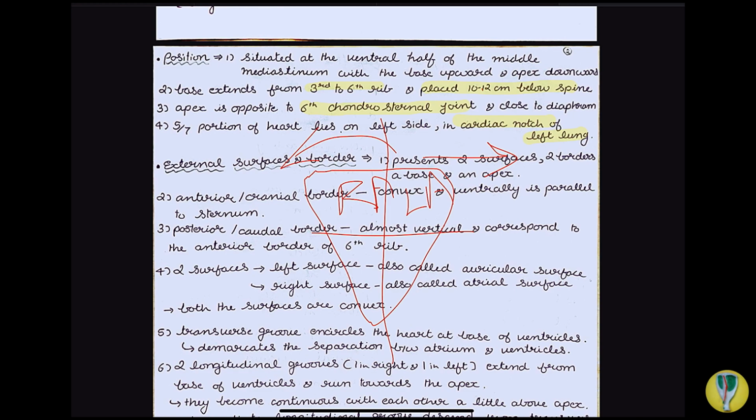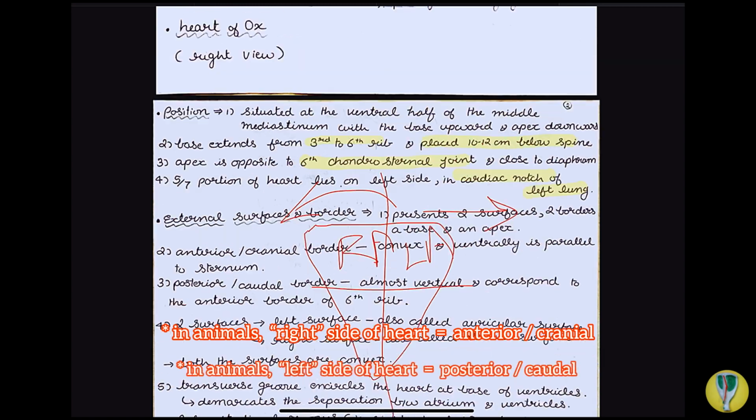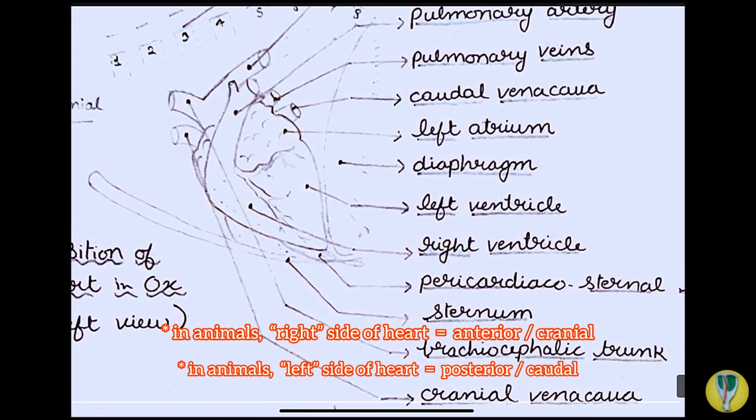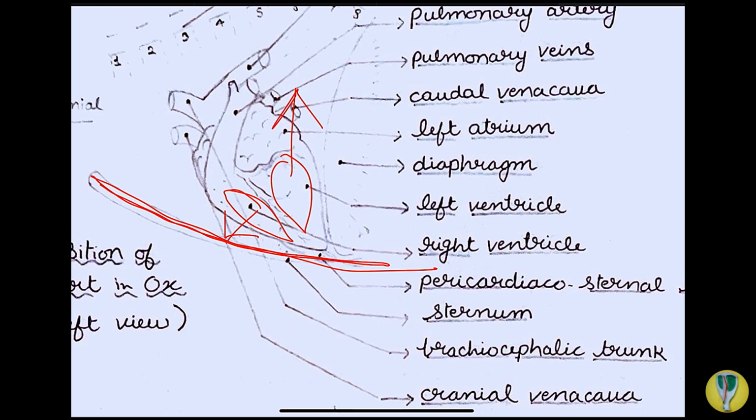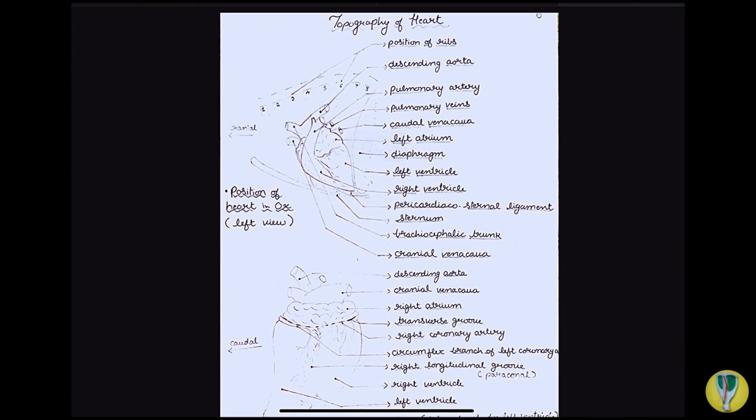But in animals, this is not true. In animals, the right part, the right atrium and right ventricle, are actually ventral, and the left ones are dorsally located. In this picture, you can see this is the right atrium, and this is the ventral side of the animal, so it is situated ventrally. Then the left ventricle is situated dorsally. This is the meaning of left and right in animals.